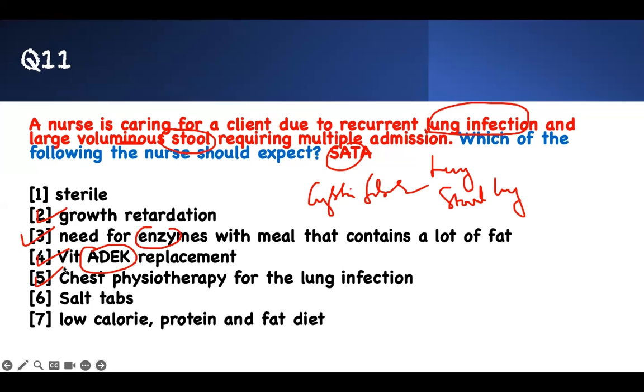You know the underlying problem. It's a salt problem. So give them salt, okay? So salt tabs are very good so that they don't get dehydrated. Because they're losing a lot of fluid, what do you give them? A lot of calories, protein, and fat so that they can grow. So low calorie is wrong. They need a high calorie, high protein, high fat diet, right?